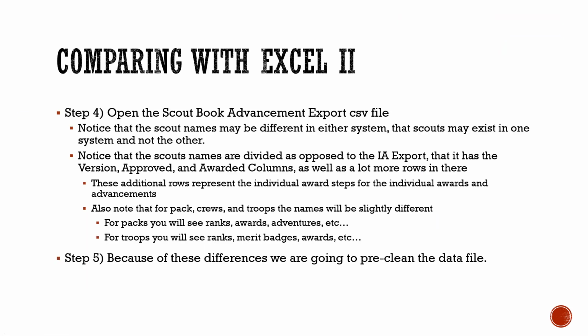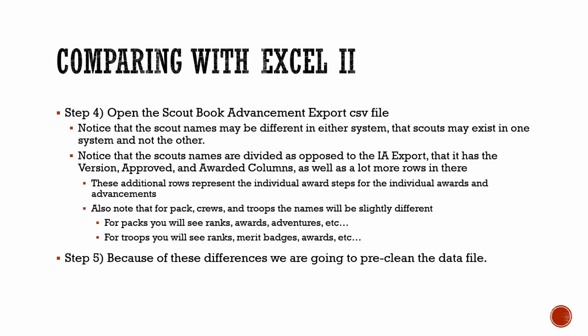So now that you've cleaned up the Internet Advancement file, make sure you save it. You're going to do the same thing. You're going to clean up the ScoutBook Advancement file. Now, because the ScoutBook Advancement file has a lot of extra and extraneous information in there, there's a lot more steps in there that we need to do.